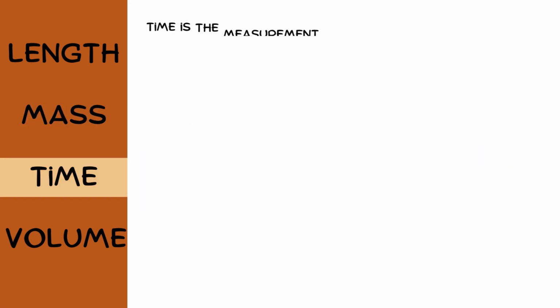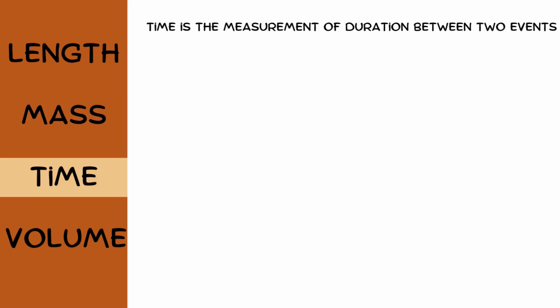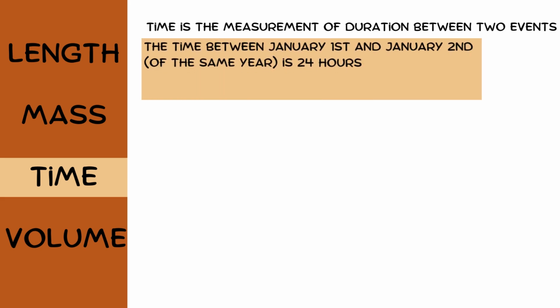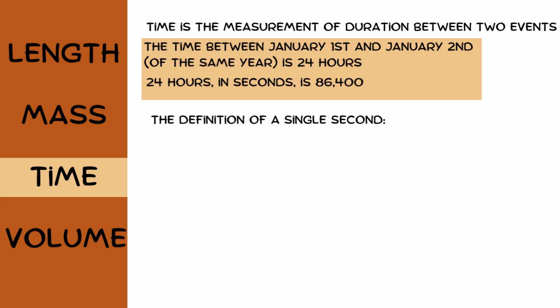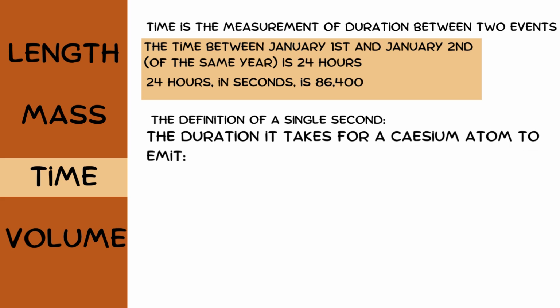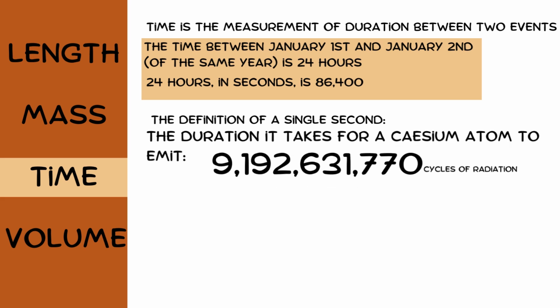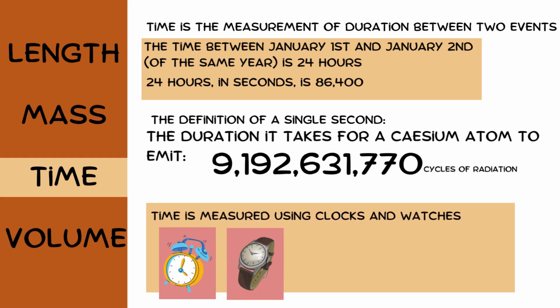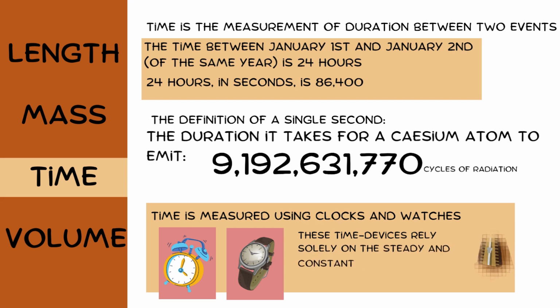Thirdly, time is simply the measurement of duration between events. For example, the time between January the 1st and January the 2nd is 24 hours, which in seconds would be 86,400 seconds. Now, by definition, a single second is the duration it takes a cesium atom to emit this number of microwave oscillations. As obvious as it may be, time is measured using clocks and watches, either digital or analog. These time devices rely solely on the oscillation of a steady and constant pendulum.